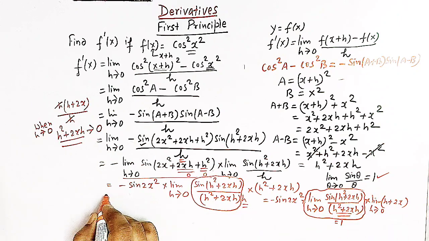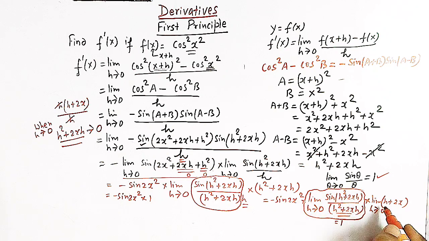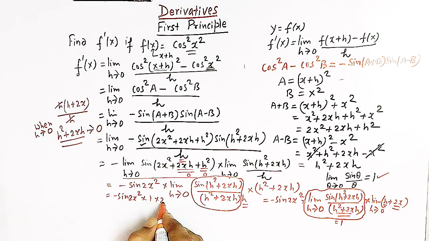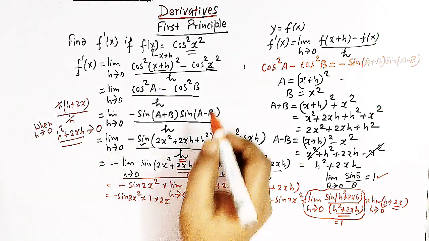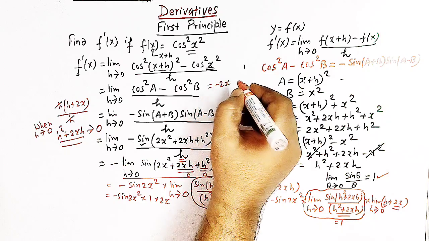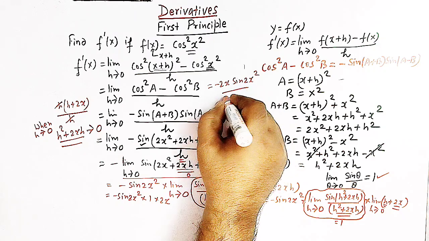So we have now here a minus sine 2x square multiplied by 1, because this limit is 1, and limit h tends to 0, h plus 2x. Here h is 0, so we are left with only 2x. So here we have simply 2x, right? So the derivative of this function using the first principle is now given by minus 2x, then we have sine 2x square, right?